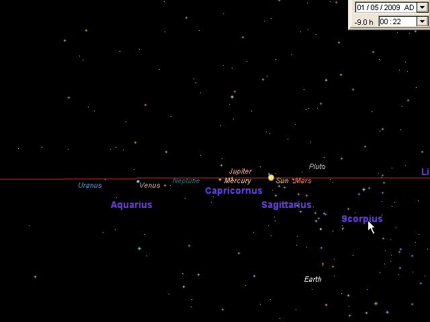We recognize Libra, Scorpio, Sagittarius, Capricorn, Aquarius. Pisces is right around the corner. And we also see the planets here: Mars, Pluto, Jupiter, Mercury, Neptune, Venus, Uranus. Notice, gosh, really, except for Saturn, they're all here.